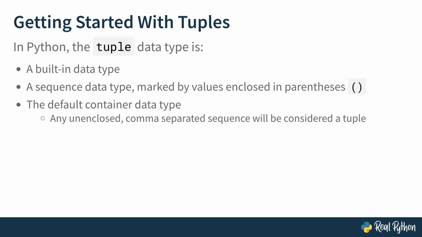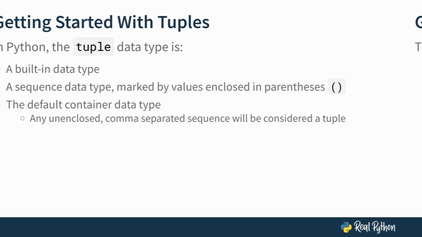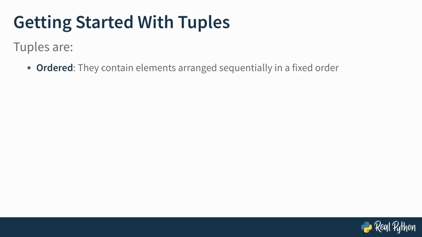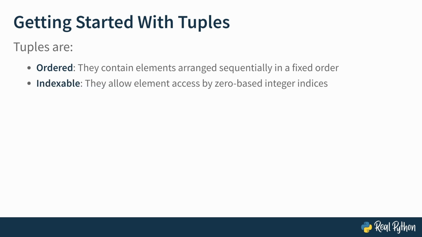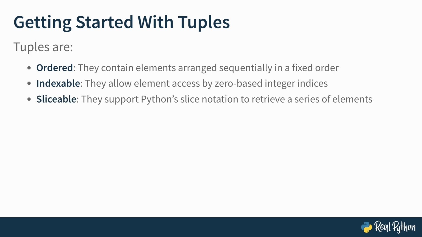But wait, there's more! Tuples have a number of other important characteristics that distinguish them from similar data containers in Python. Tuples are ordered. They contain elements arranged sequentially in a fixed order determined at the time of creation. Tuples are indexable, meaning they allow element access by zero-based integer indices. This means that the element at index 0 will be the first element of the tuple. Tuples are sliceable. They support Python slice notation to retrieve a series of elements, which itself will be another tuple.